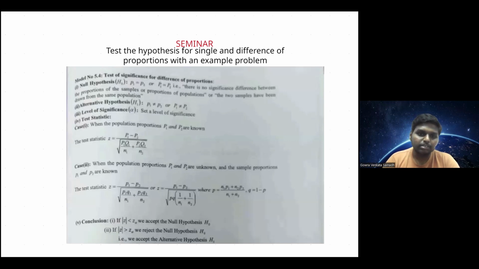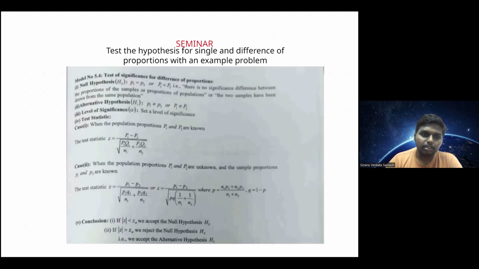That is null hypothesis: population 1 is population 2. There is no significant difference between the proportions of the samples or proportions of the populations, which is exactly the same as before. And the alternate hypothesis, which earlier was given as P greater than P or less than P, but here it is only proportion 1 is not equal to proportion 2. That's it. And level of significance we can give by the critical values we discussed before.